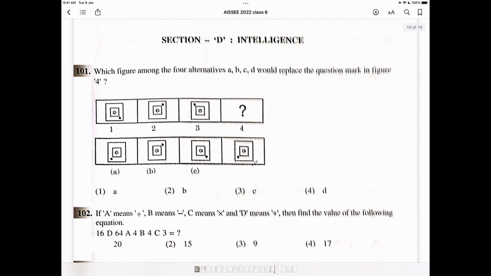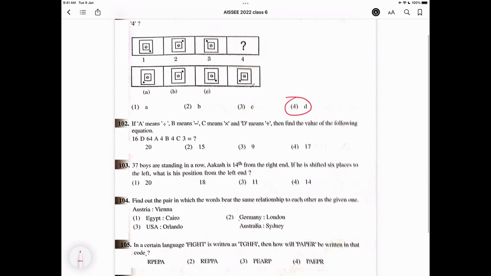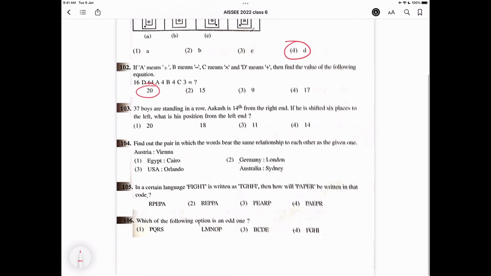Let's start with question number 101. In question number 101, we have fourth option, which is the correct answer. For question number 102, first is the correct answer, 20. For question number 103, second, 18 is the right answer. This is from the chapter on numbers and ranking. For question number 104, first is correct answer. For question number 105, first is answer.